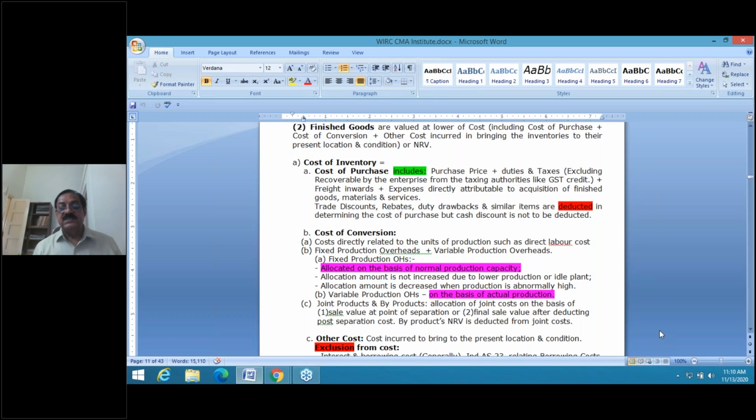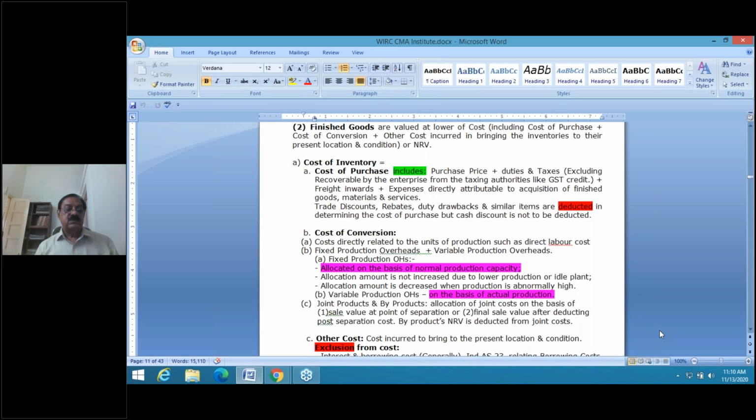Cash discount is a financial expenditure, because you are making earlier payment, you are getting this discount. So cash discount is never to be deducted from the cost of your inventory. It is to be shown separately in the P&L account as cash discount. So this is similar to your PPE.